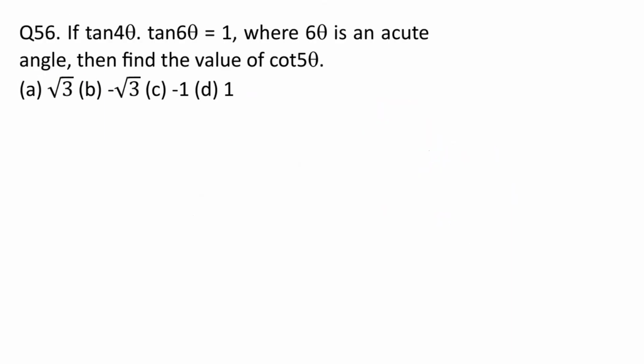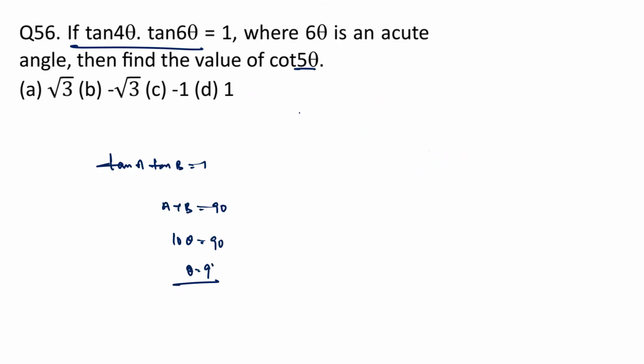Tan A tan B equal to 1. It is in that formula. If tan A tan B is equal to 1, then definitely A plus B should be equal to 90 degrees. So in that case, tan theta is equal to 90 degrees means theta is equal to 45 degrees. He's asking you cot theta. Theta is 45. Therefore, cot 45 is 1 only.